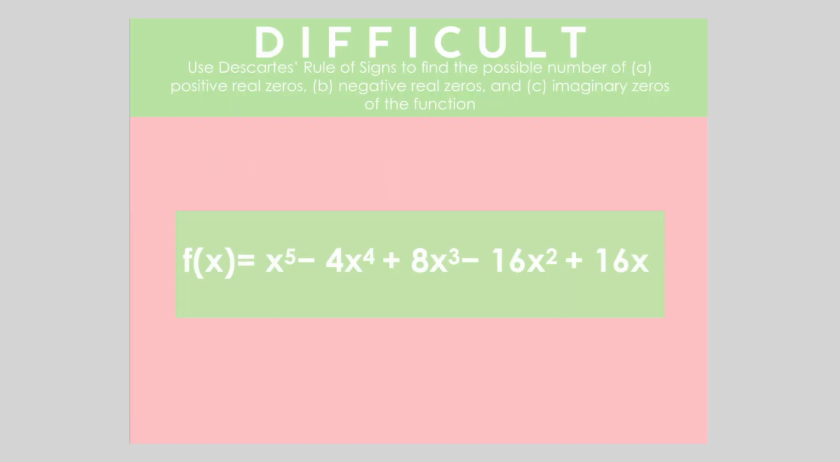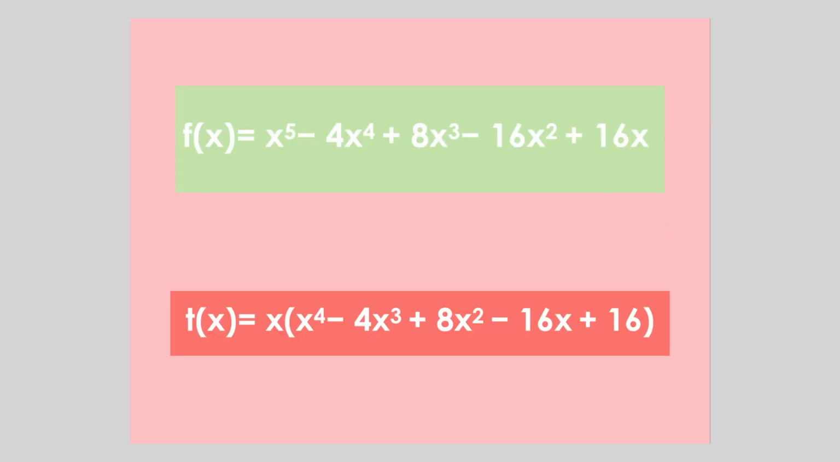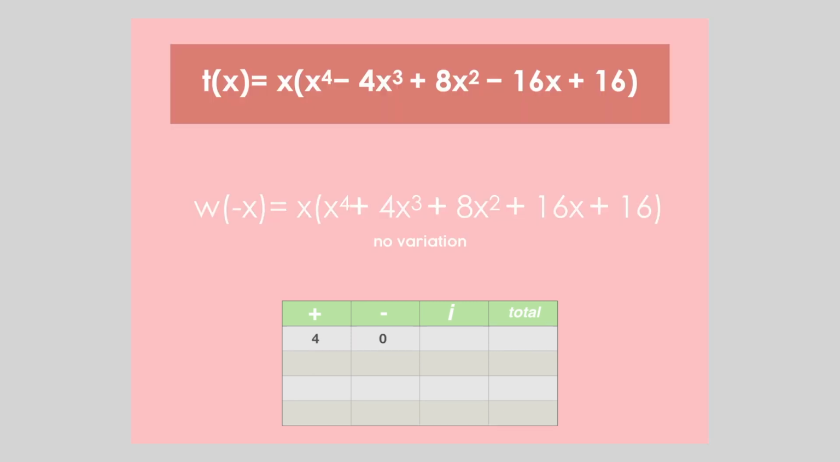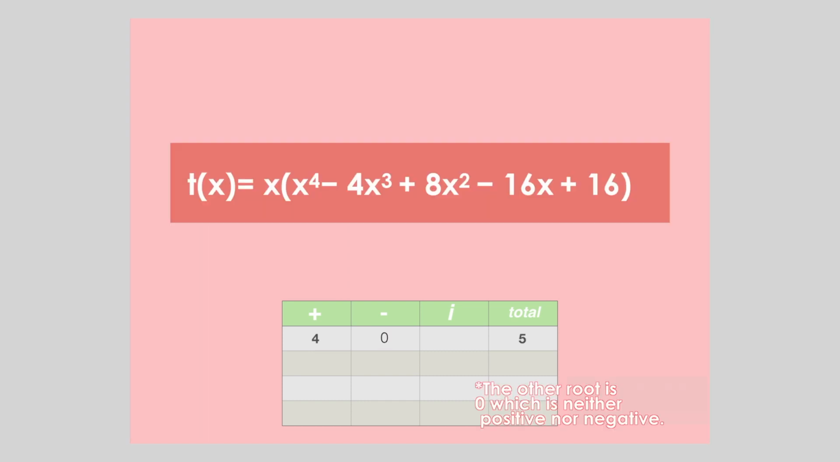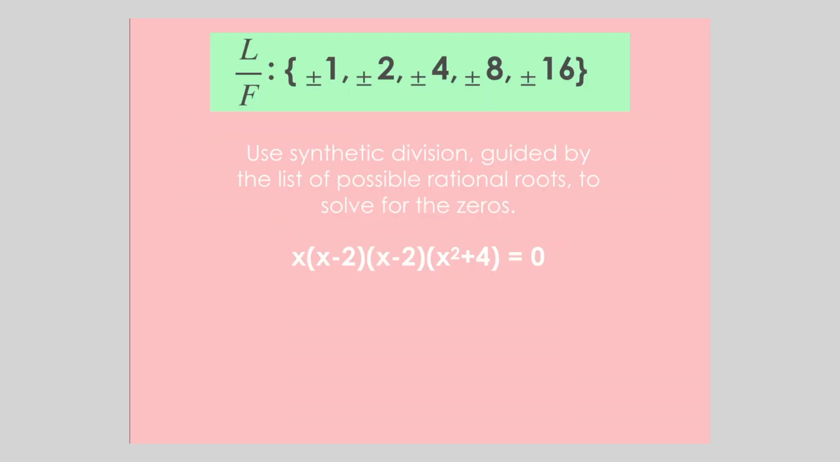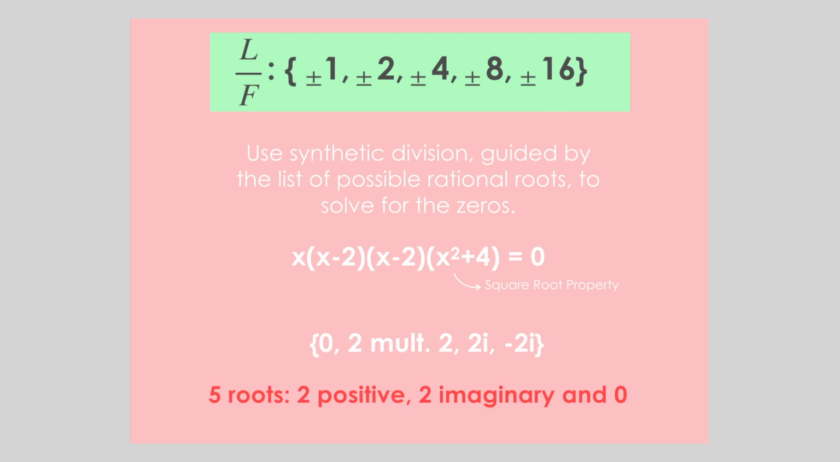The difficult question is looking for the possible positive, negative, and imaginary zeros, and solving for the zeros to verify. First, we factor out x because we do not have a constant number, giving us the first root 0. Then we proceed to the rule of signs. For positive, there are 4 variations, thus the maximum possible positive real roots is 4. For negative, there are 0 variations, thus 0 possible negative real roots. After that, use the rational root theorem. Now we use synthetic division to come up with the factored function. The final answer is 0, 2 of multiplicity 2, 2i, negative 2i.